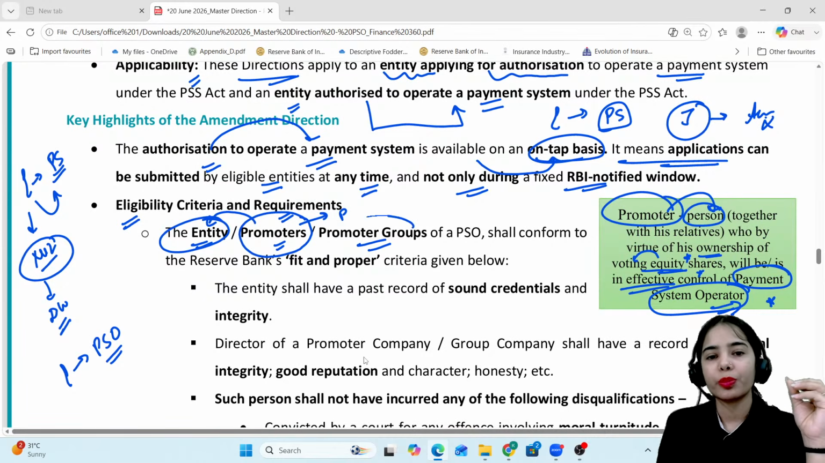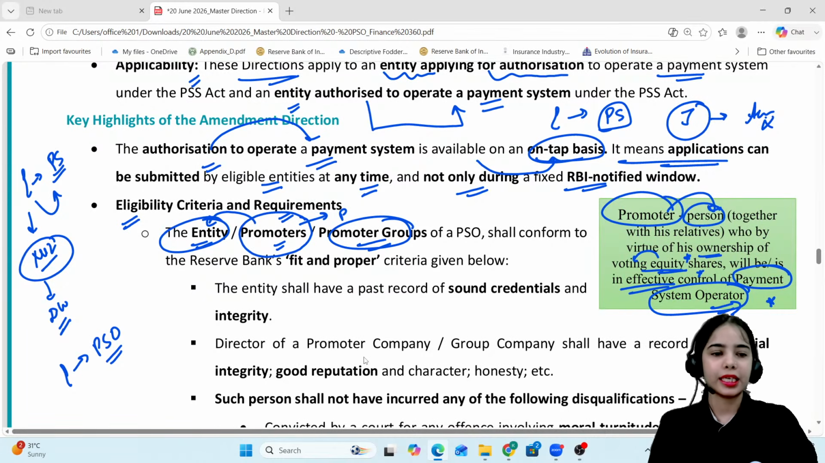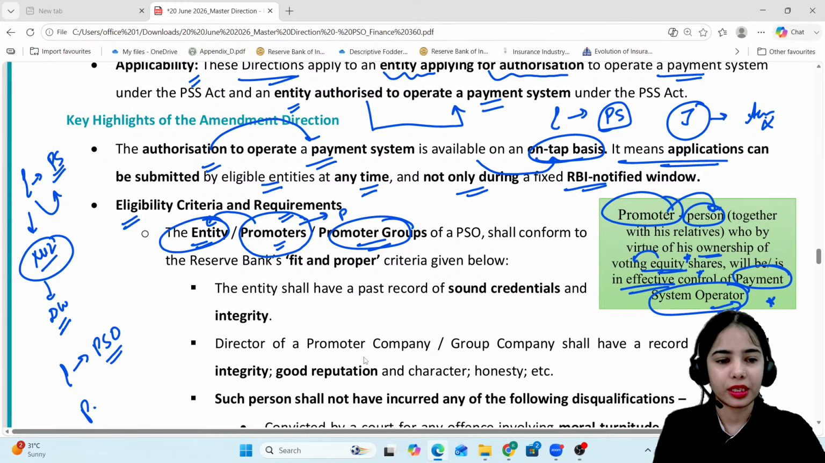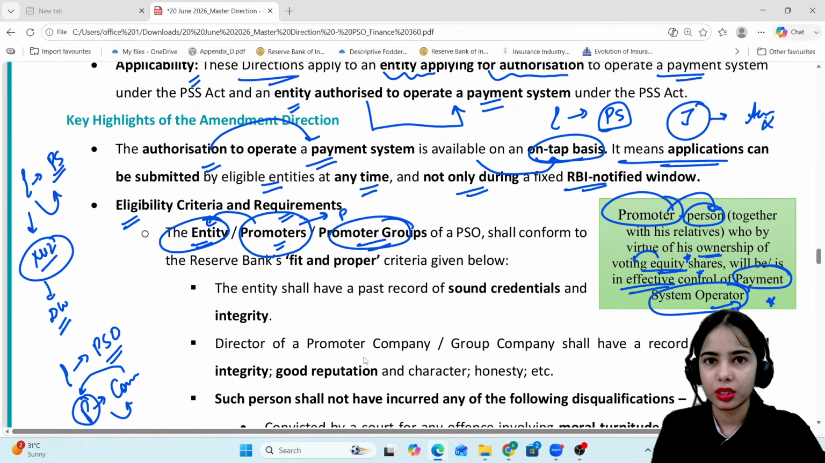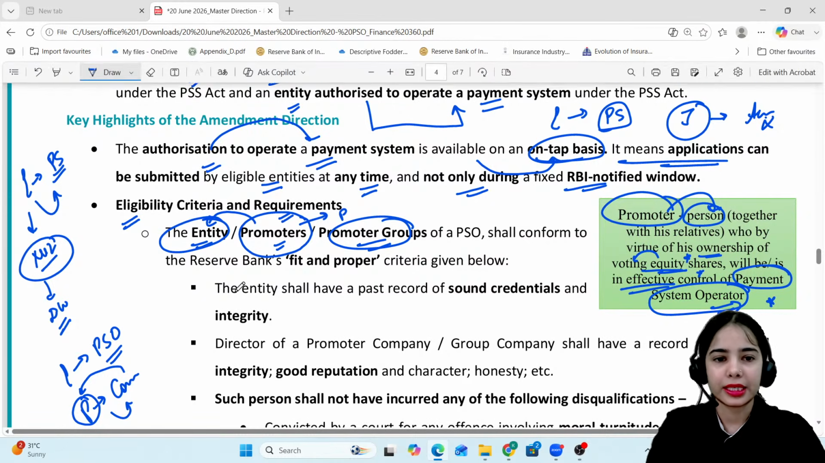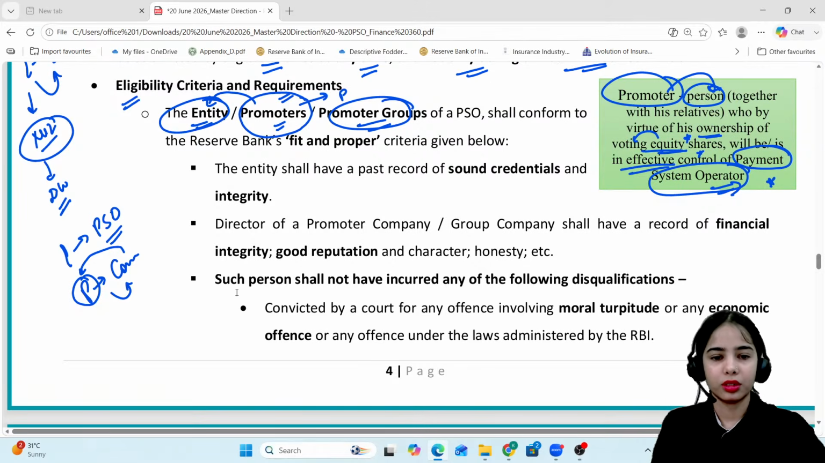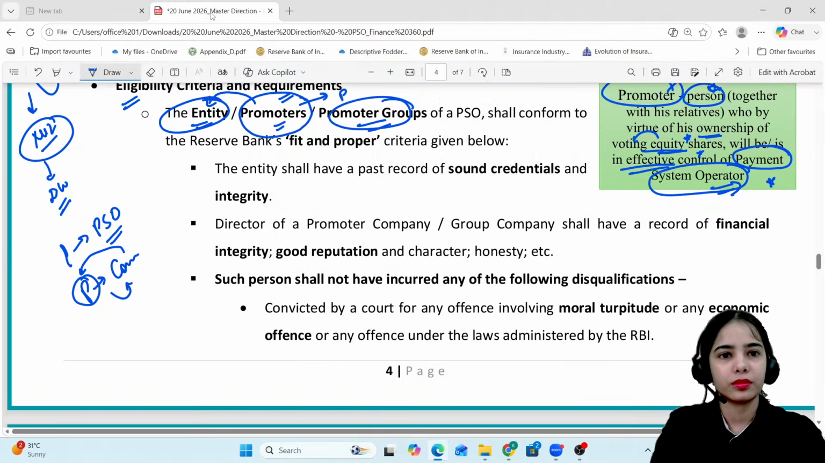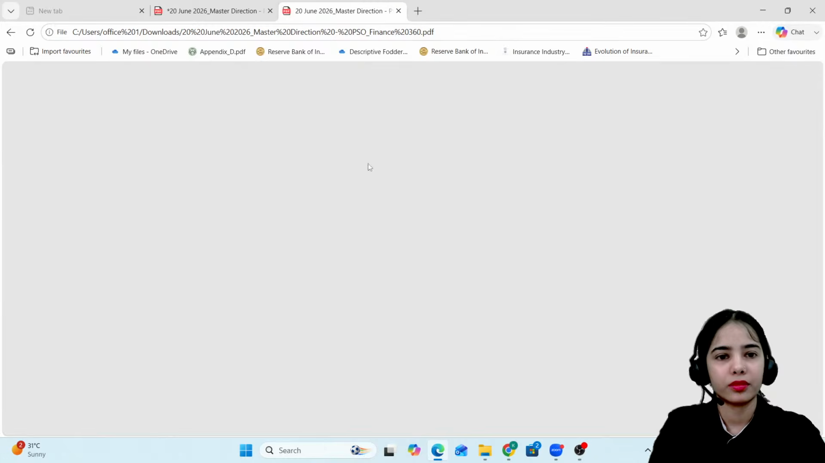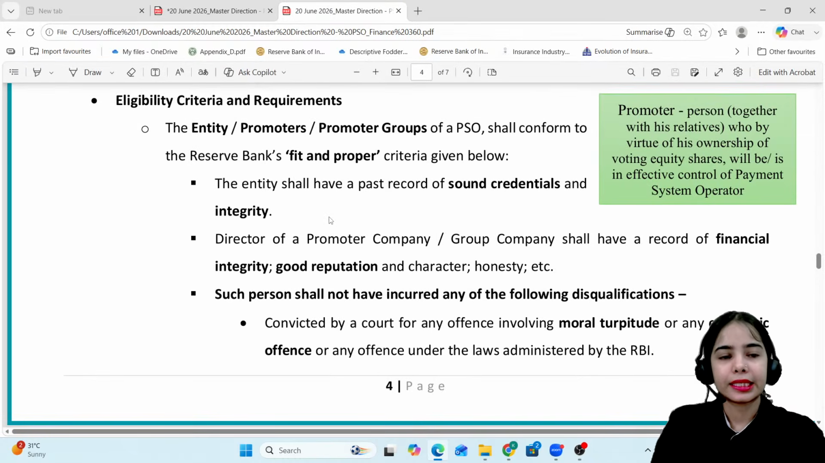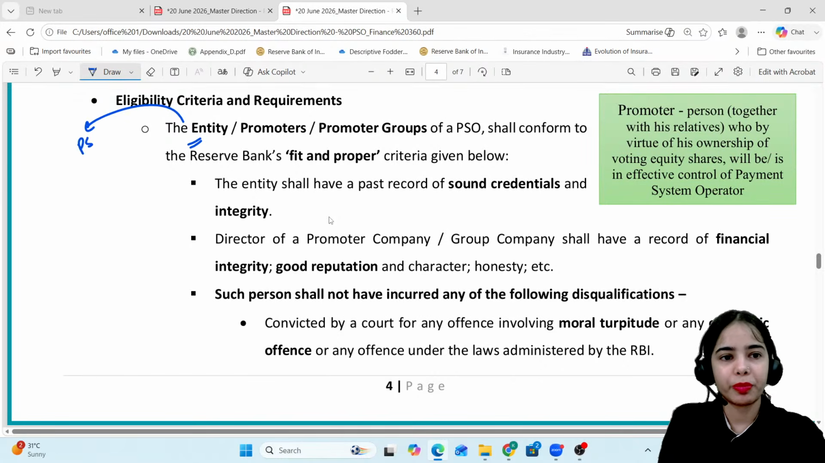Promoter group. So promoter group, basically, let's say the promoters have invested in certain companies, and the promoters have a major shareholding in the companies, or let's say certain companies have invested in the promoters or the promoter companies. Let's say the promoter has multiple companies. Let's say the promoter, let me open the... so basically, let's say the entity that wants to become the payment system operator.